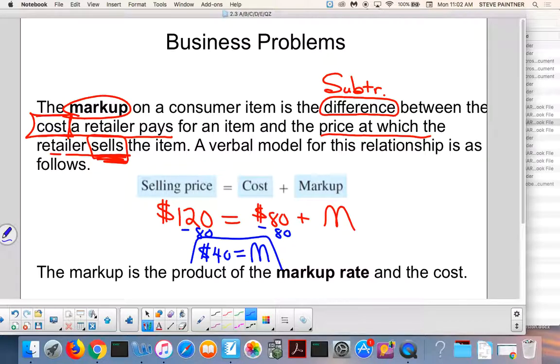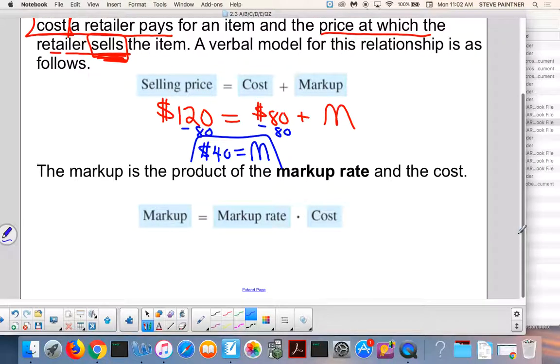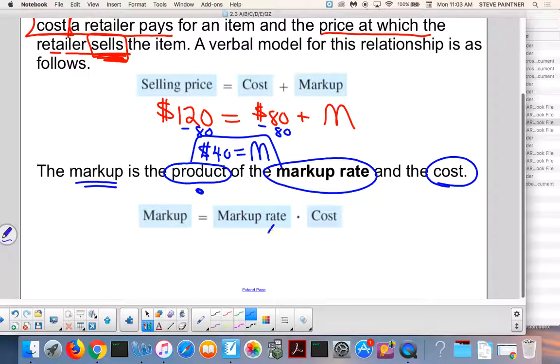The goal today is this. It's right here. The markup is the product. What does this mean? Product. Multiplication. So the markup is the product of the markup rate and the cost. Okay? So here's what happens. You take the markup rate. Now, the word rate means what? Percent. And you take it times the cost. And you get the markup. Okay, so let's just do it.